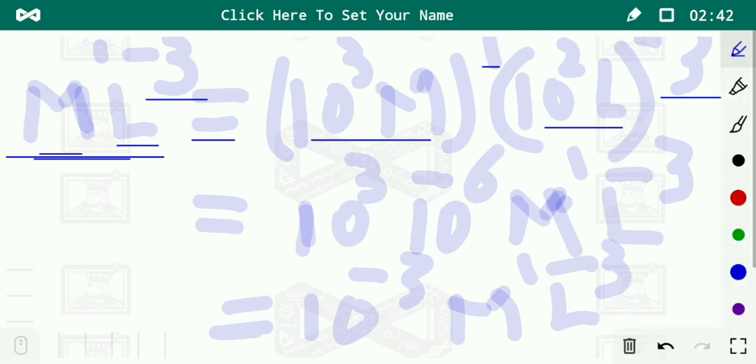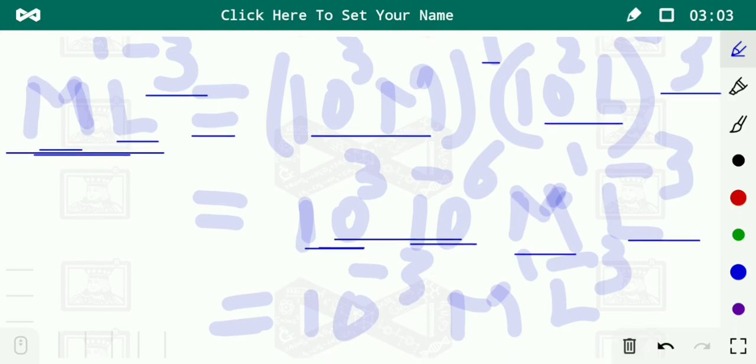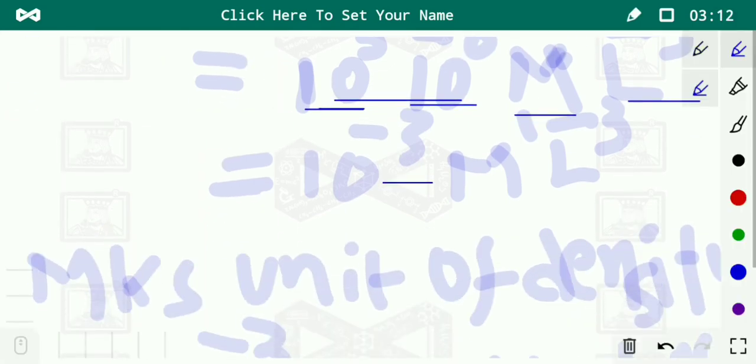So students, by the law, 3 into 1 is 3. So we can say that 10 raised to 3, mass raised to 1. 2 into minus 3 is minus 6, so 10 raised to minus 6. 1 into minus 3 is minus 3. Here the base is the same, and the powers are 3 and minus 6. So 3 minus 6 is minus 3. So it is 10 raised to minus 3, mass raised to 1, length raised to minus 3.